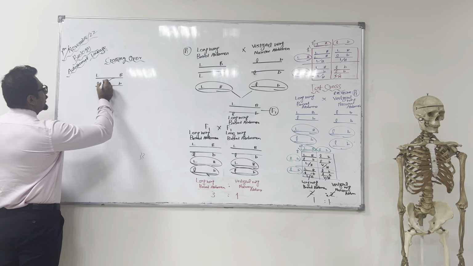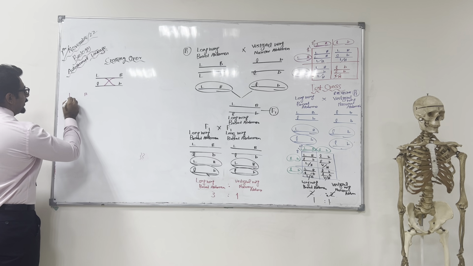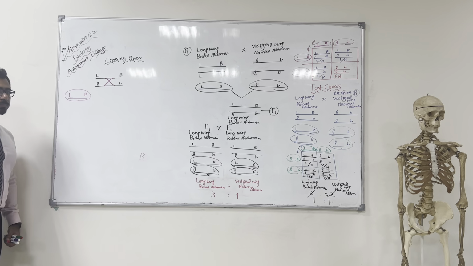Alright, boys, please pay attention. Now, four types of gametes will be formed over here. One type of gamete is capital L, capital B. Another is small l, small b. Obviously, these are the parental types, the original types. Another is capital L joining with small b, so capital L with small b. And small l, capital B.